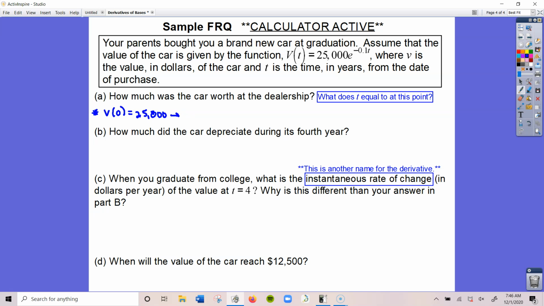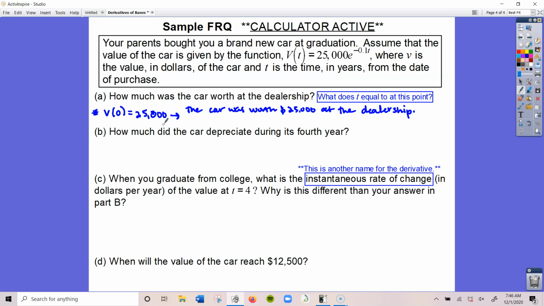So this means that the car was worth 25,000 at the dealership. When you're writing your answers as statements, make sure that you follow the same verbiage as the question.